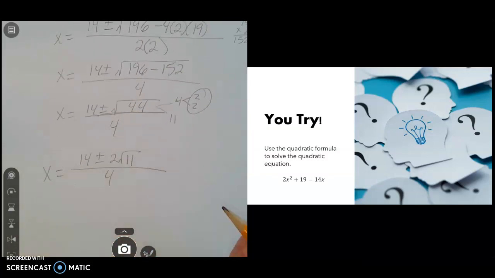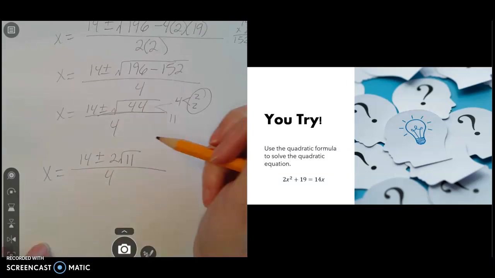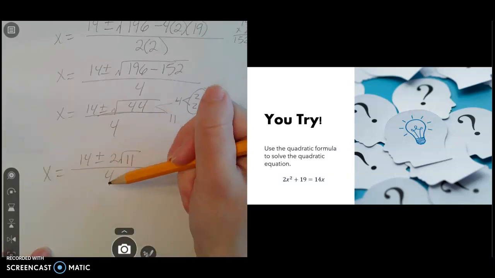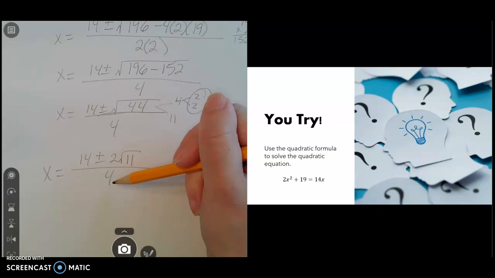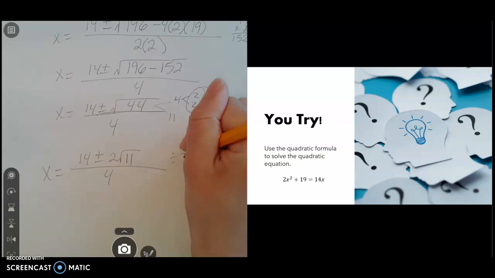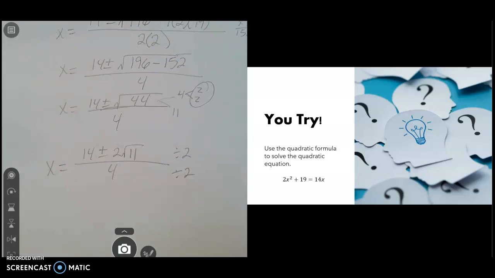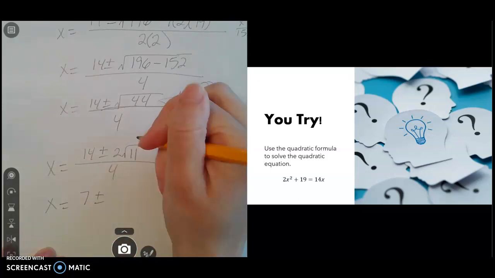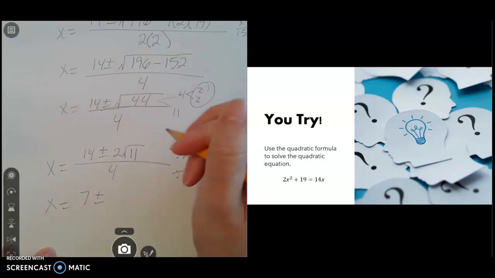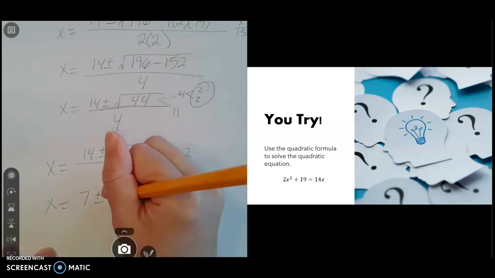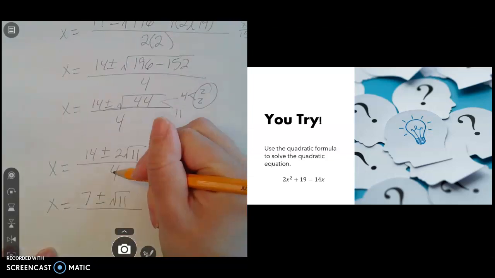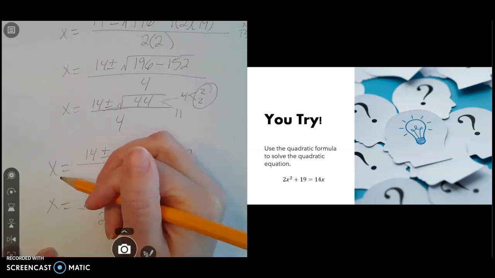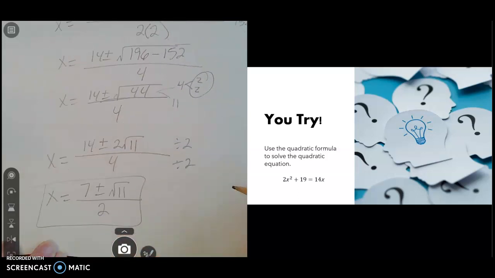And the last thing I can do is simplify the fraction as a whole. 14 doesn't divide nicely by 4, but I notice that 14, 2, and 4, all three of my coefficients, are divisible by 2, so I can simplify my answer. 14 divided by 2 is 7. 2 square root of 11 divided by 2. Imagine you had 2x divided by 2 would be 1x. 2 square root of 11 divided by 2 is the square root of 11. And 4 divided by 2 is 2. And that is as simplified as I can get my answer to be for this one.